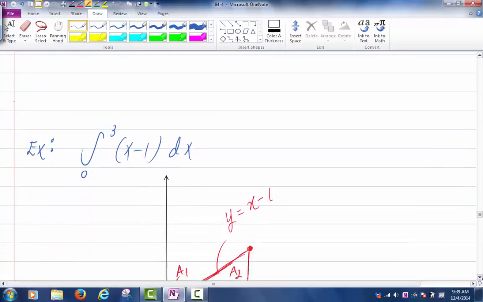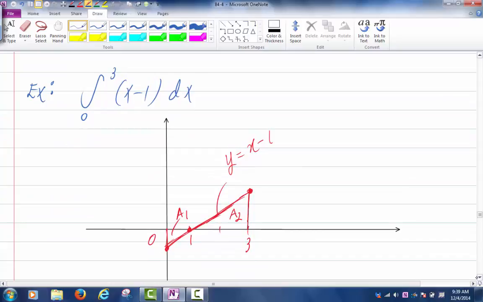Let's look at this integral here. Integral from 0 to 3 of x minus 1 dx. Once again, at this point, we don't have any way of evaluating definite integrals except for estimating them with Riemann sums or taking the limits of Riemann sums. But this is another way I can interpret the integral in terms of an area and see if I can compute the area.